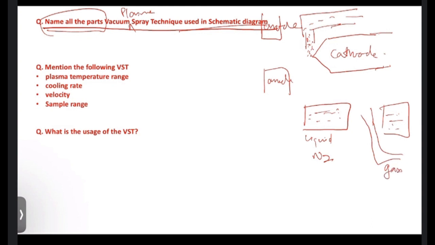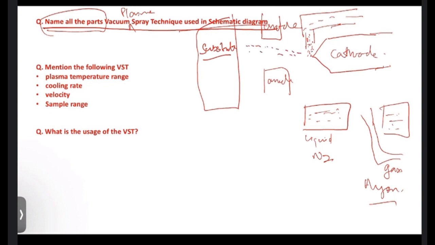Because this all should be performed in high vacuum, argon gas should be flushed into it. And here is my substrate, on which the nanoparticles will get deposited, and we will get a target. It has very fine particles, but in just kind of a block. We don't have very small distinguished particles, but we have a collection of particles, a block of nanoparticles, and that is called the target.